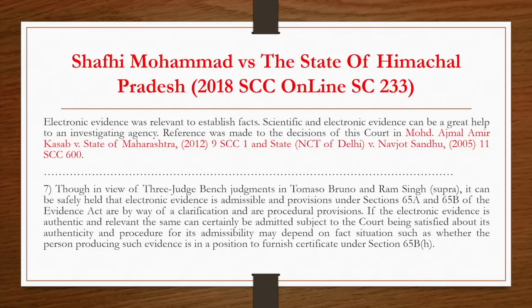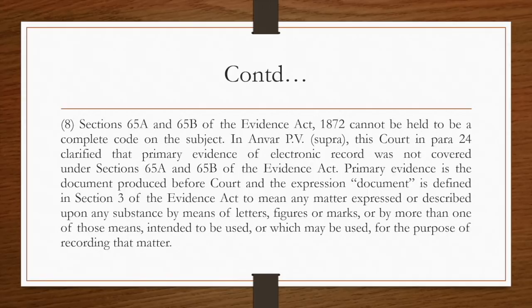The Honorable Court further observed that though in the Three Judge Bench judgments in Tomaso Bruno and Ram Singh, it can be safely held that electronic evidence is admissible and provisions under section 65A and 65B of the Evidence Act are by way of clarification and are procedural provisions. If the electronic evidence is authentic and relevant, it can certainly be admitted, subject to the court being satisfied about its authenticity, and the procedure for its admissibility may depend on the fact situation, such as whether the person producing such evidence is in a position to furnish a certificate under section 65B subsection 4. So, the Honorable Court further observed that section 65A and 65B of the Evidence Act, 1872 cannot be held to be a complete code on the subject.